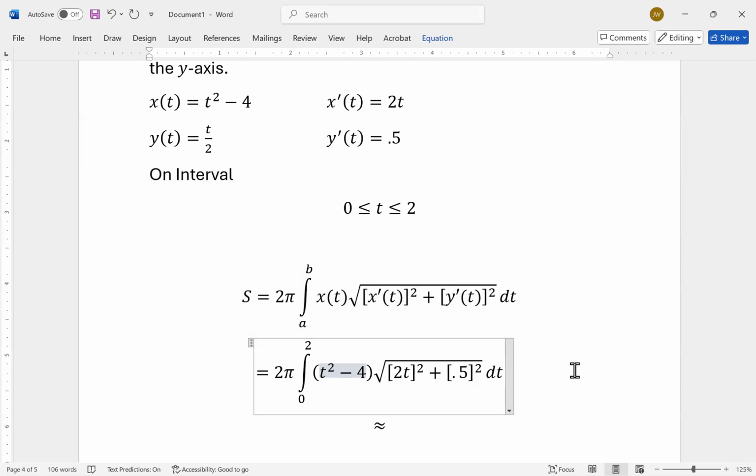I just type this into my calculator. When I did that, I ended up with a negative 54.64. Now that can't be the surface area, right? Because surface area should be positive. So we may ask what just happened here.